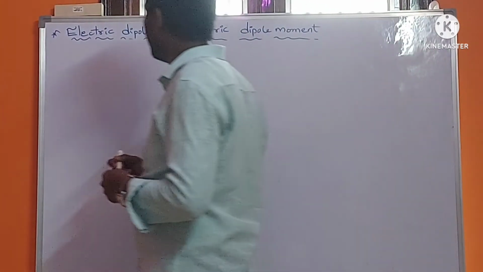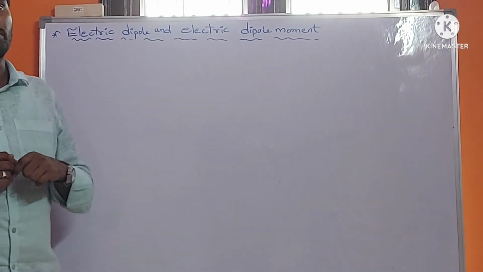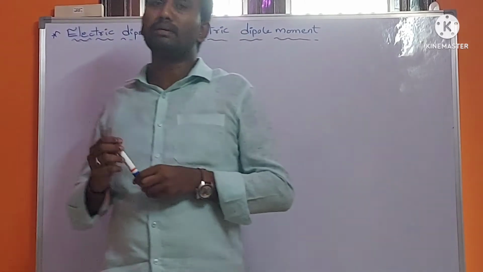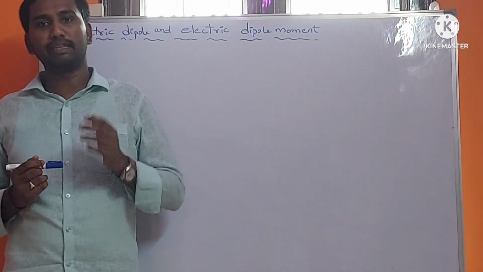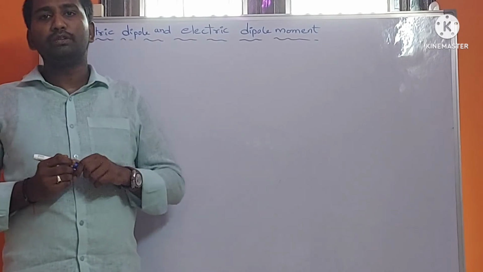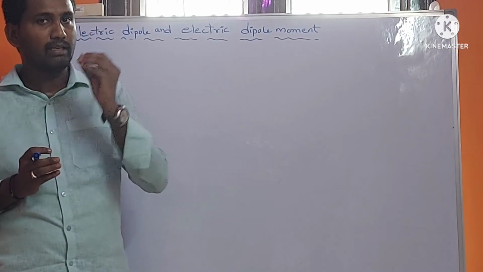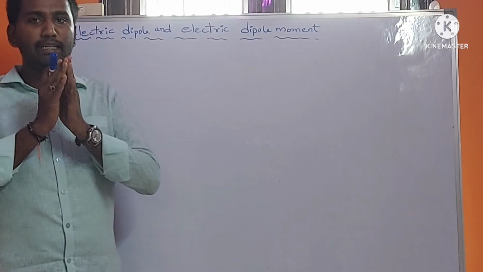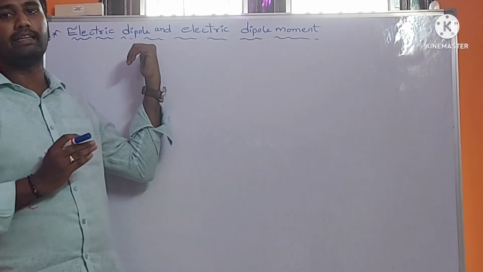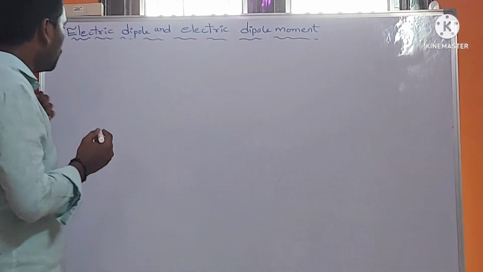Today I will discuss the electric dipole and electric dipole moment. First of all, we discuss the electric dipole, to explain the electric dipole moment. Already we know that there are two types of charges, positive charge and negative charge. If a system has two equal and unlike charges separated by a small distance, it is called an electric dipole. All of you understand? Any two charges separated by a finite distance is called an electric dipole.